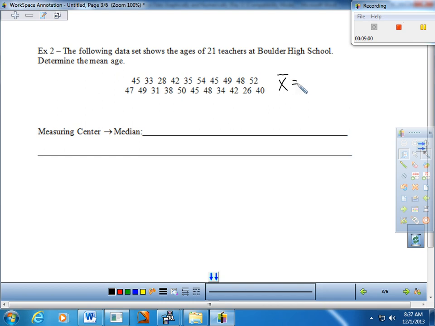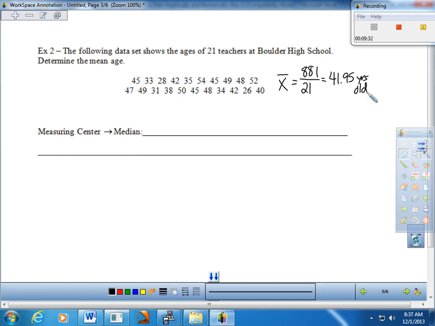So let's just do a little X bar right there. And in this case, if you add all those numbers together, the sum turns out to be 881. So just jot that down. And if you want to go ahead and double check on me, that's fine. And in this case, divide by 21. So 21 teachers at Boulder High School. And if we want a typical age for this particular data set, in this case, the mean happens to be about 41.95 years old.